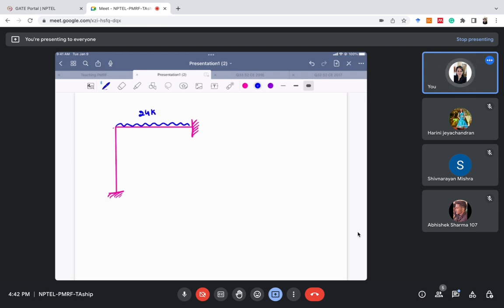Now we have this 24 kilonewton per meter. Let's call this A and this P. So we will solve this only. This is 4I and this is I. Now this simple frame we will solve using the slope deflection method. You must be knowing the slope deflection equation.